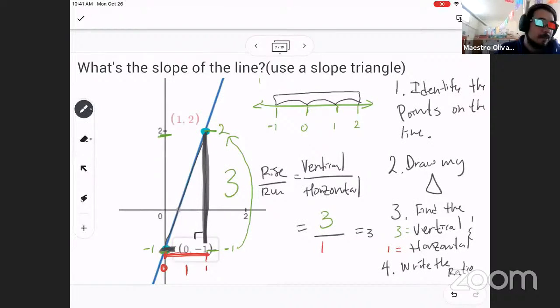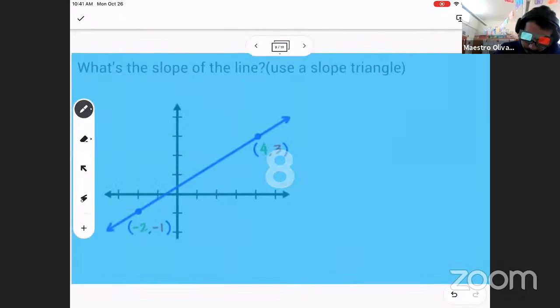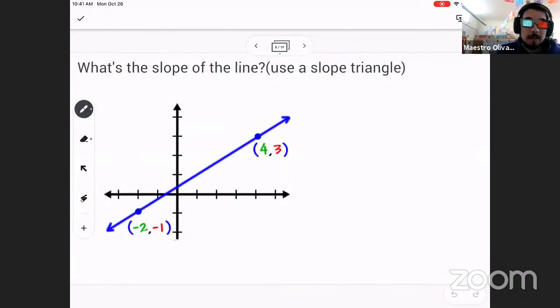Let's look at another example. What's the slope of this line? You see the points, right? They're already located for you. So let's go ahead and draw our little triangle. I found a lot of people struggle with drawing the triangle. It's not that bad though.